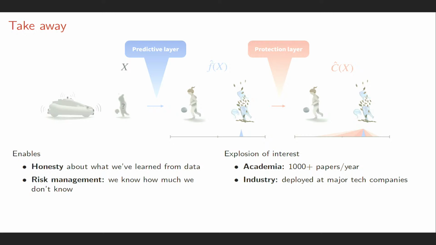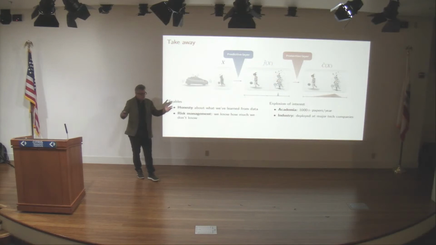So we need to be honest about what we've learned from data. My job is not to make policy. My job is to make a risk assessment call. And at least when we run conformal prediction, we know how much we don't know. Because if the intervals are wide, then you have to be honest about it. That's what you know, and don't pretend you know more.